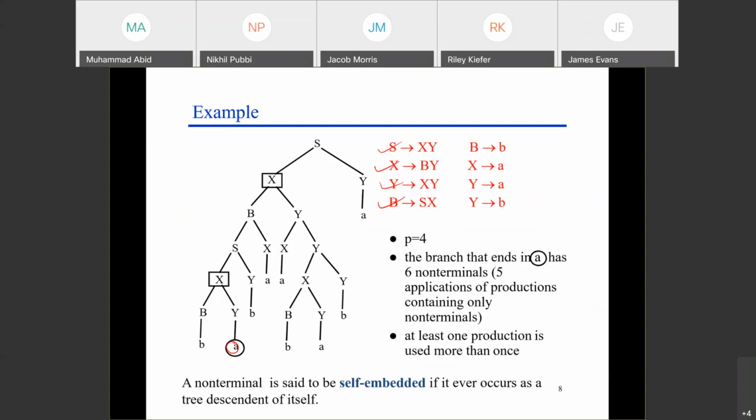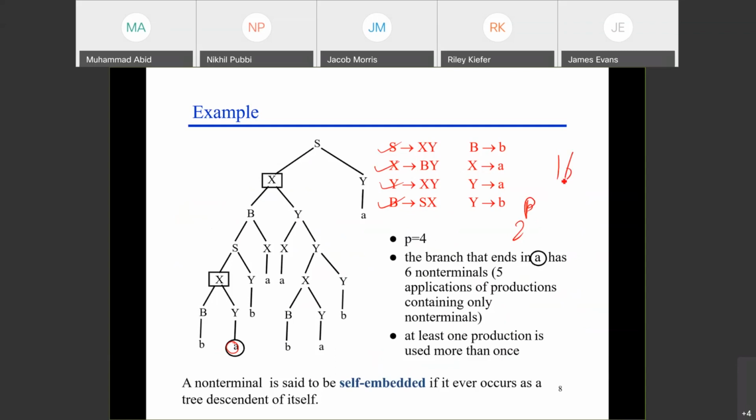So five applications of productions containing only non-terminals. At least one production is used more than twice. So when you have P equal to 4, what does it mean? 2 raised to power P, so the maximum size of the word will be 16. But if the size of the word is more than that, it means you use something extra here.